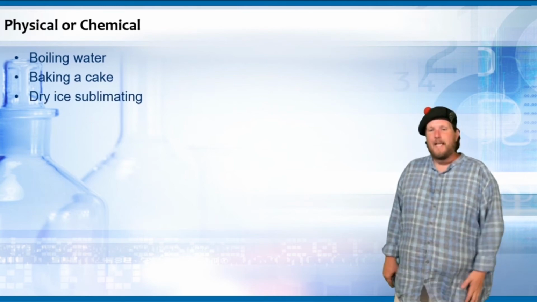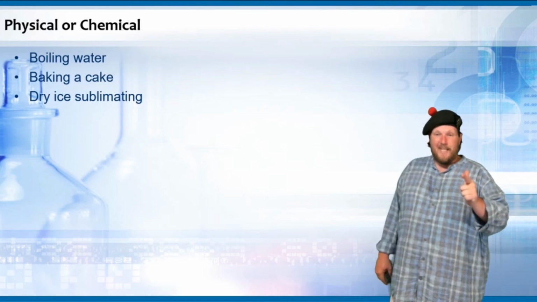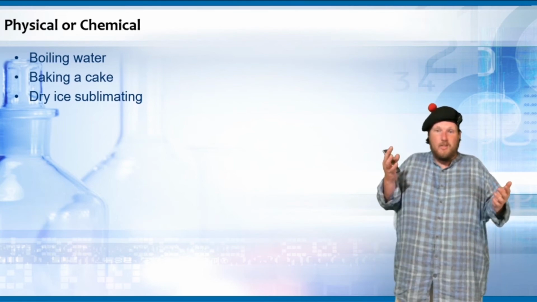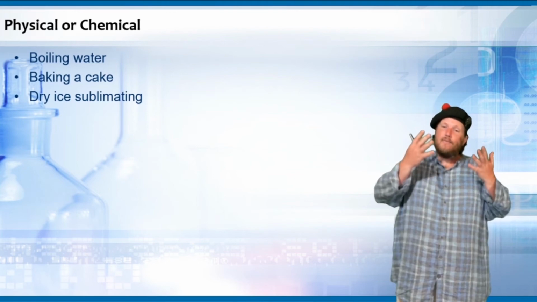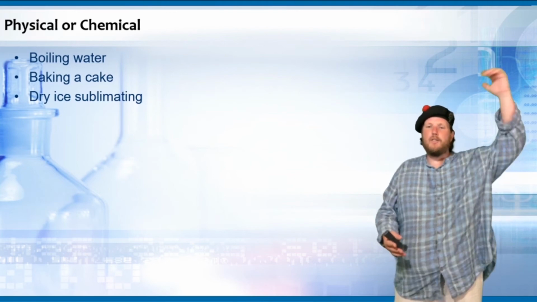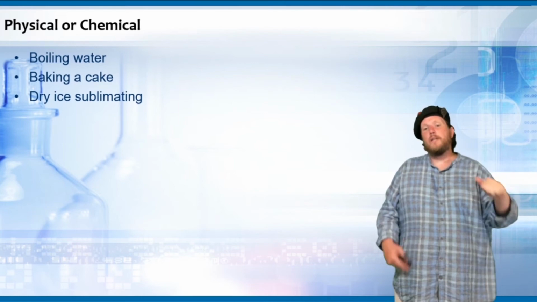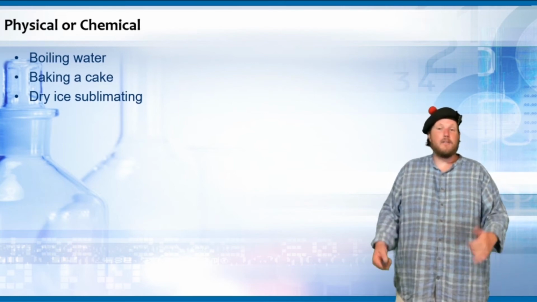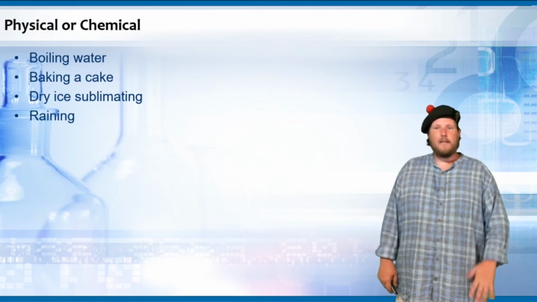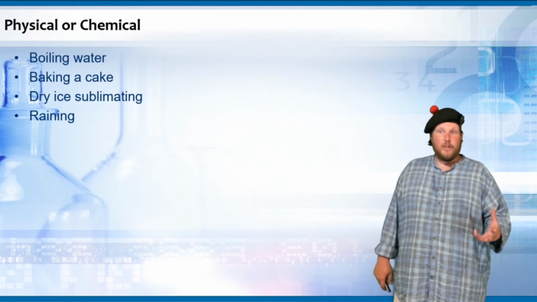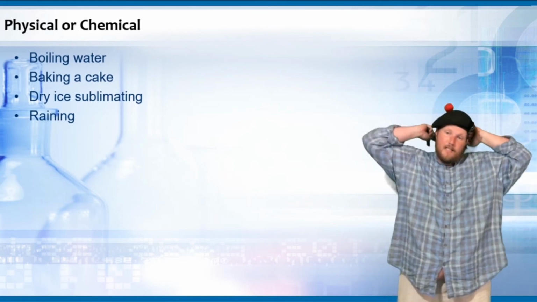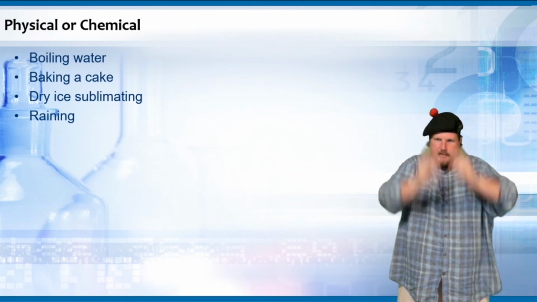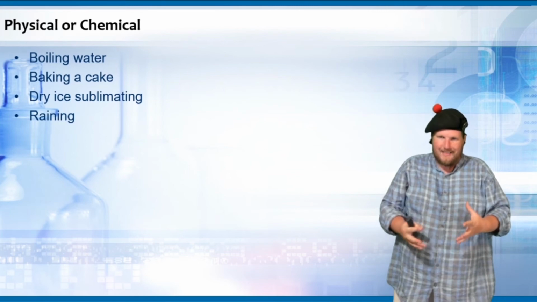Dry ice sublimating. If you'll remember, sublimation is a phase change, going from a solid to a gas without going through liquid in the middle. Dry ice is carbon dioxide. It is just a physical change. Raining. A physical change. It's condensation. It is gaseous water forming into droplets and falling to the ground as liquid water.